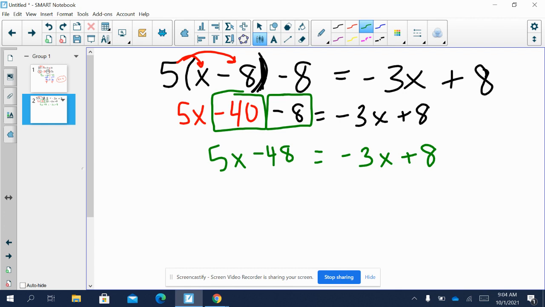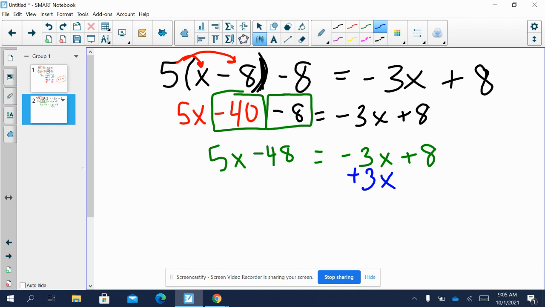So now I see that I have variables on both sides. I also have constants on both sides. So we need to manipulate the terms on each side in order to get variables to one side and constants to the other side. I'm going to start with my variables. I'm going to add 3 x's.